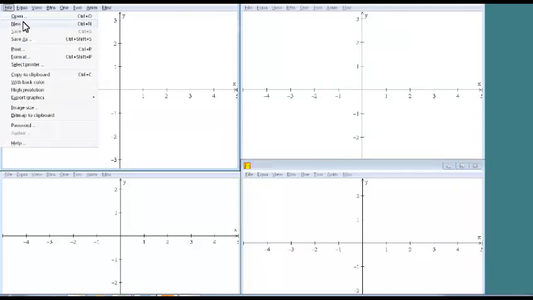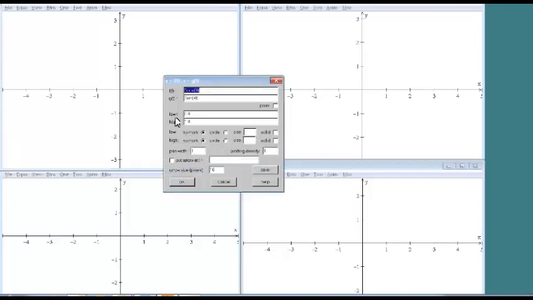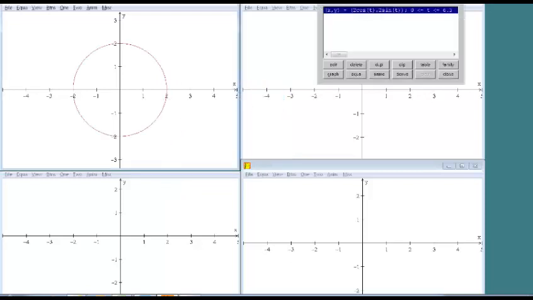So let me just, equation, parametric. So the first equation I have is 2 cosine of t. And the next one is 2 sine of t. We go from 0 to 2 pi. We'll put in 3.6, and we'll say OK. And it should end up being a circle of radius 2, I think, at the origin. So there's your circle, radius 2. So we got that. OK.